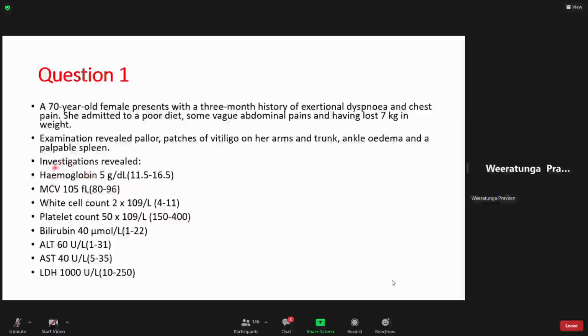MCV is high, right? And there is a bit of hemolysis. If you have read this question carefully, there is a bit of hemolysis. And there is a mild pancytopenia as well. Right, this is a difficult question.